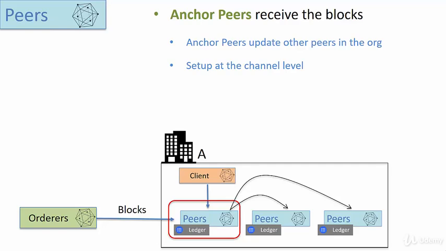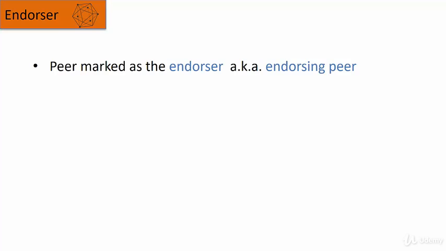And the anchor peers are by default discoverable. Now what that means is that any peer that is marked as an anchor peer is discoverable by the orderer and other anchor peers. Let's talk about the endorser role. Peers may be marked as the endorser, or they can take up the role of endorser, in which case they're also known as the endorsing peer.